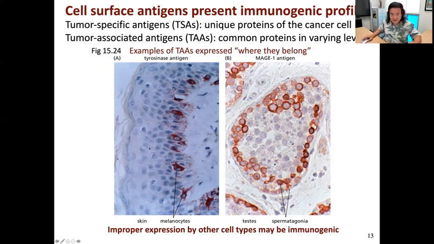Right? So here's an example. Melanocytes, these are totally normal, healthy cells, express certain tumor-associated antigens, right? Over here, here are tumor-associated antigens, the MAGE-1 protein, being expressed by developing sperm cells. Okay.